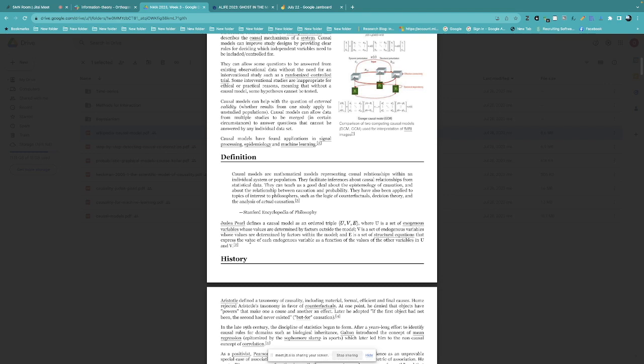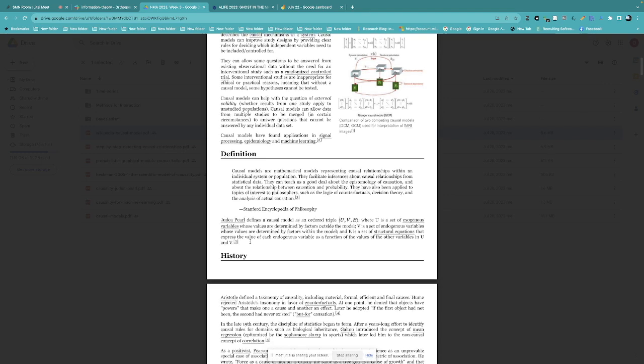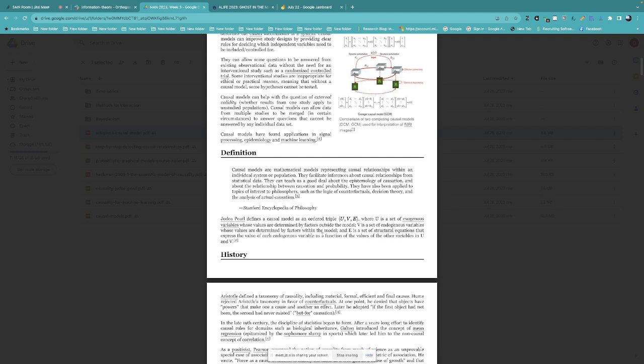So he has this triplet that he talks about, and it goes through a very formal relationship. It's basically things within the set of relationships you're modeling, things outside that set of relationships, and then structural equations that relate those things.